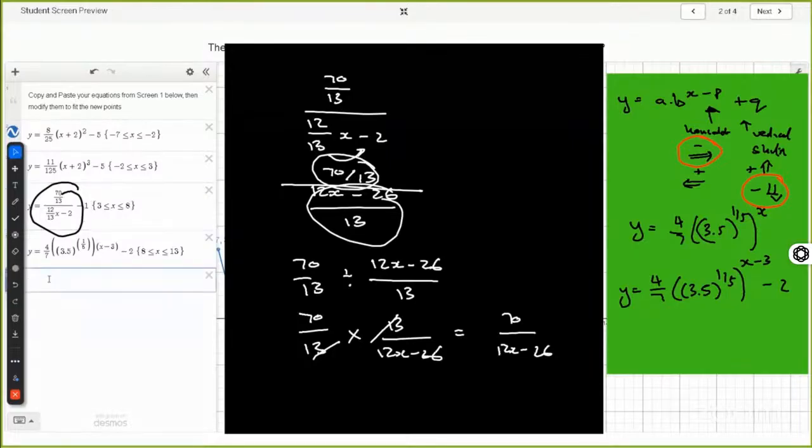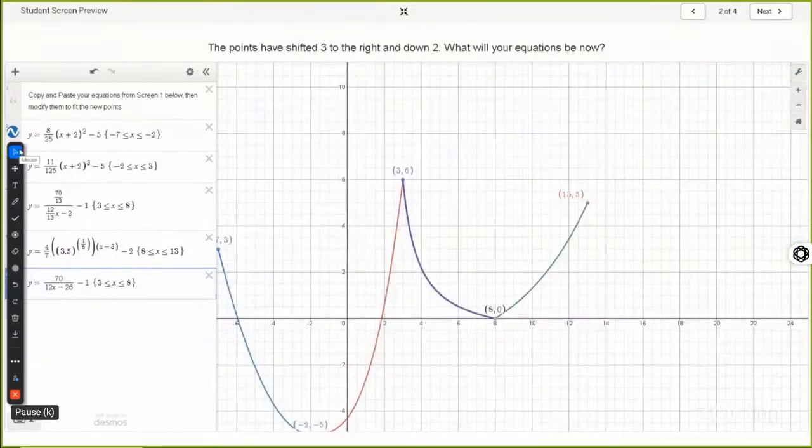Over here, I'm going to put it here and we'll check if it works. If it does work, then I'm going to remove the other one because it's neater. 70 over 12x minus 26. We generally don't like fractions in there, but it does work. If you have time, it will be good to make sure that you get that done. 3 less than or equal to x less than or equal to, and then clearing it up here.